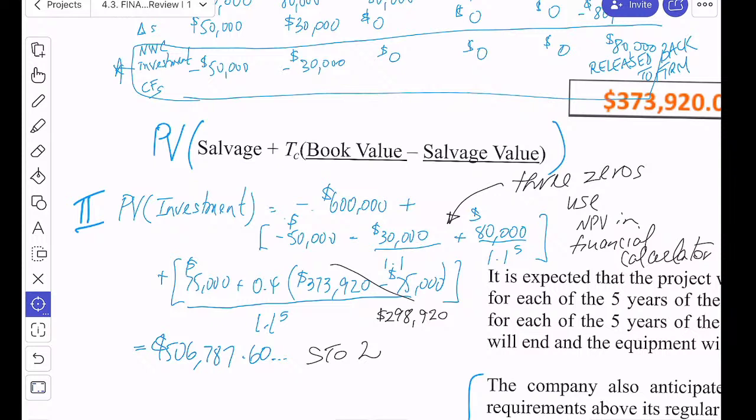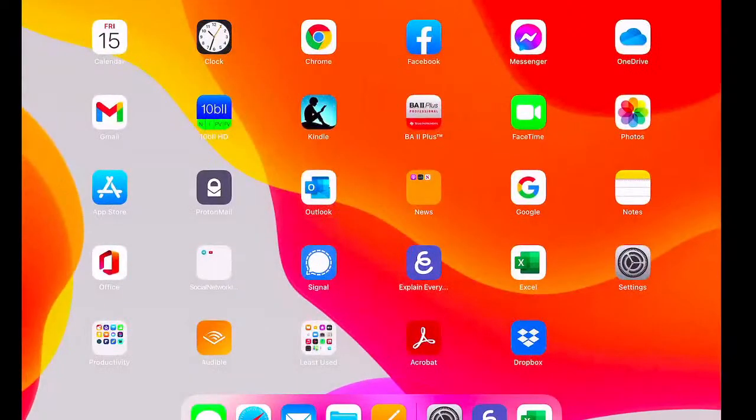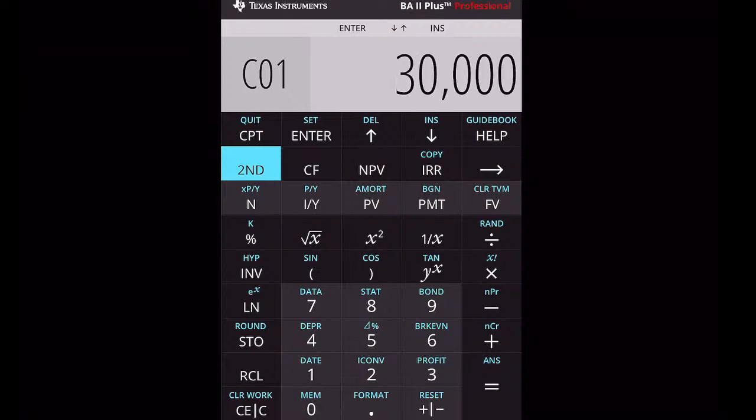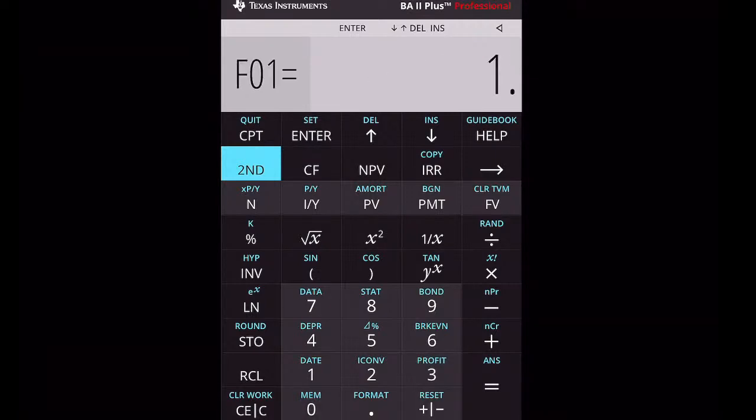This one would be, you just got to get organized in there. If I wanted to do that calculation for the net working capital, I can use NPV. So I need to clear this second clear work, and I enter 50,000, enter down, and then the first one is 30,000 negative, enter down, and I only have one of those.